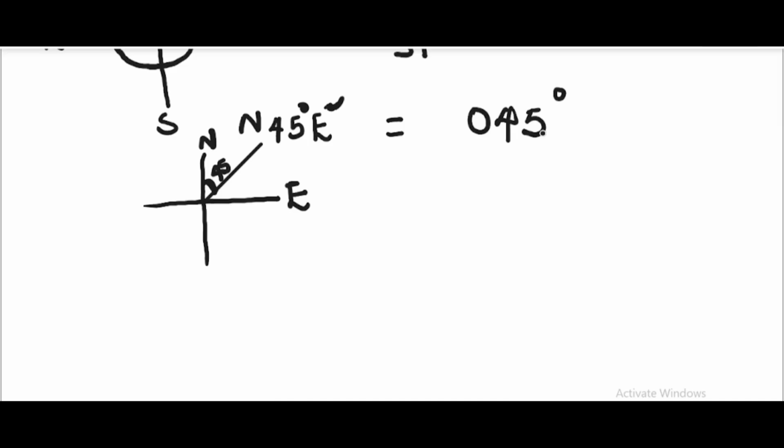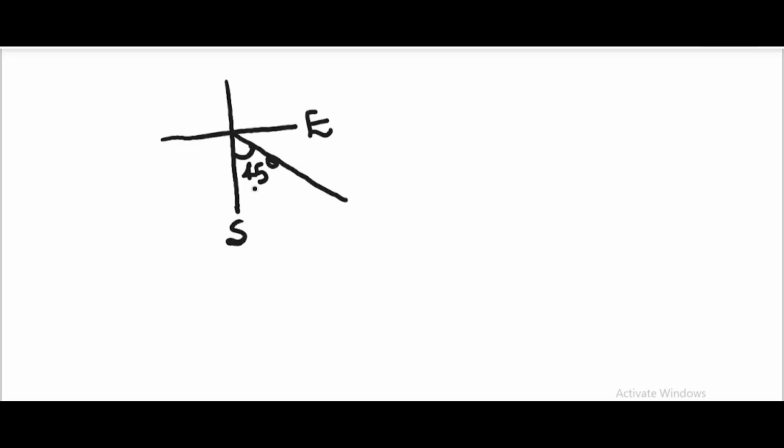45 degrees southeast, so this is my south, this is my east. So if I have 45 degrees, it will be here. And then the angle I'm looking at is the angle that the vertical makes with the position. So I have 45 here. Okay, good. Now, this is my compass bearing, 45 degrees southeast.